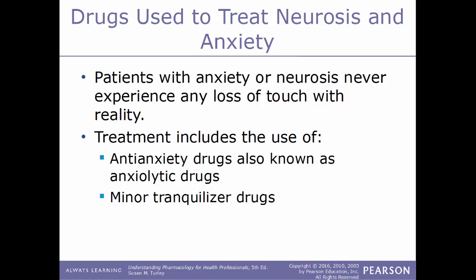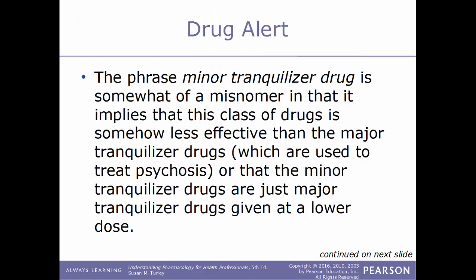Another term for anti-anxiety drugs is anxiolytic drugs. Another way to treat these conditions would be by using a minor tranquilizer drug. Now, the phrase minor tranquilizer drug is somewhat of a misnomer because it implies that this class of drugs is for some reason less effective than a major tranquilizer drug, or that minor tranquilizer drugs are just major tranquilizers at a lower dose, and neither of those is true.